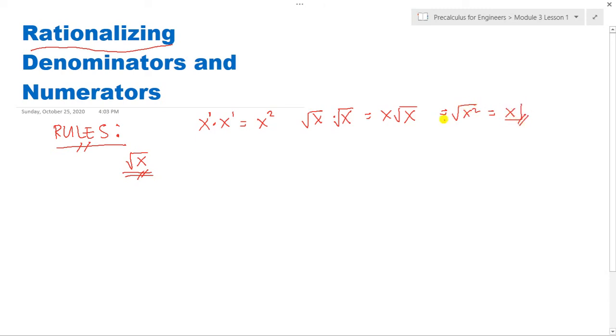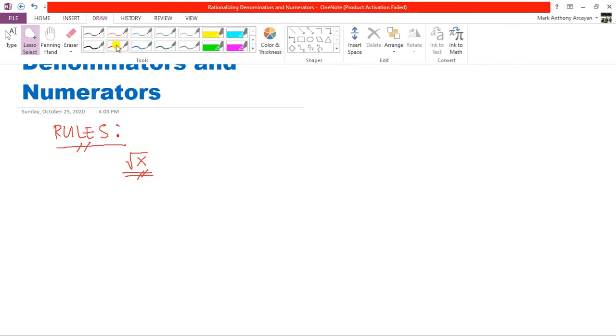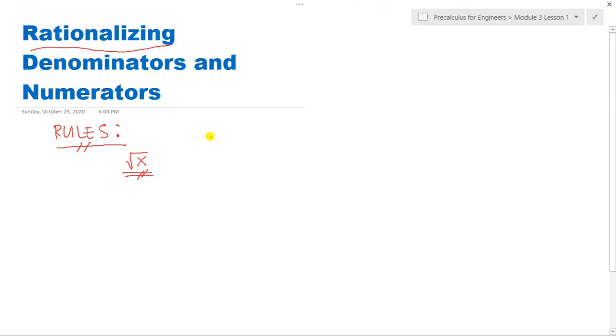That's why na-eliminate na natin yung radical symbol. So, therefore pala, sa first pala natin na example, itong square root of x, so ano pala yung gagawin natin? So, you just multiply this by square root of x. So, you just multiply the numerator and the denominator by square root of x. Ganun lang pag-rationalize. How about if we are given a cube root? Let's say a cube root of 3.